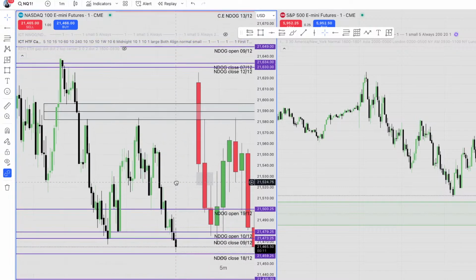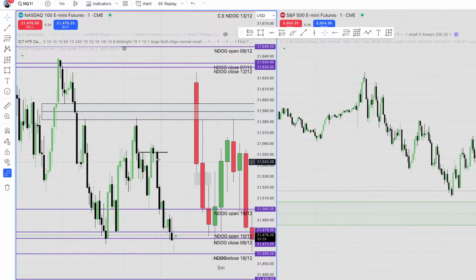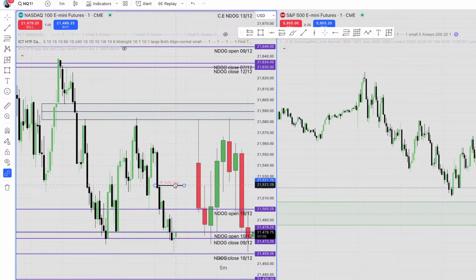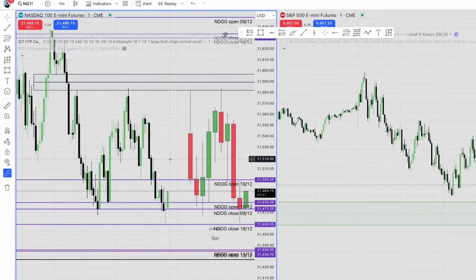I'm proud of it. First I entered here, and it stepped me out with that. I was still very confident even when this created this inversion. I entered here exactly and it did not fill me. Then I entered again here and it did not fill me. I entered in this order block and it did not fill me. But I like that I was right about the bias.